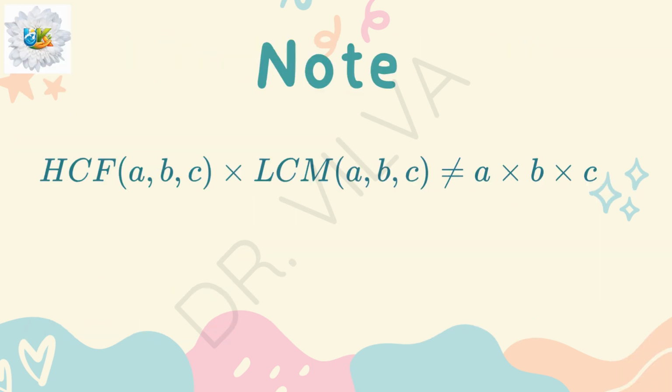An important point to be noted: the product of HCF and LCM of A, B, C is not equal to product of A times B times C. This property is applicable for 2 integers but not for 3 integers.